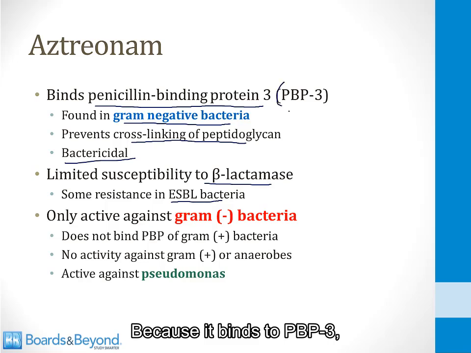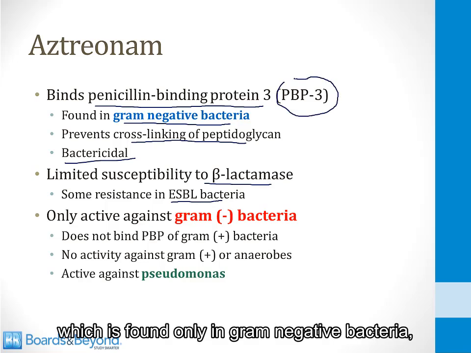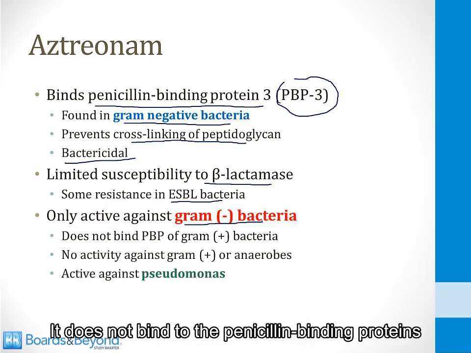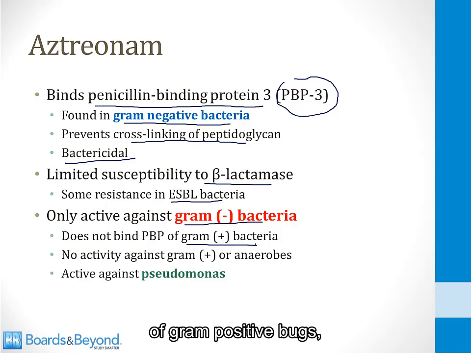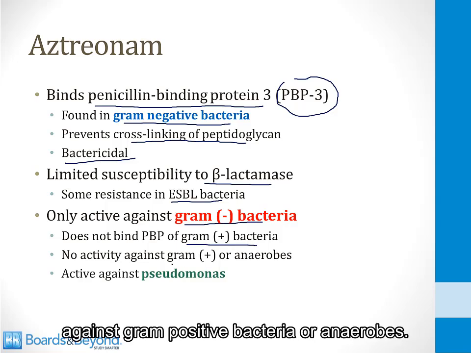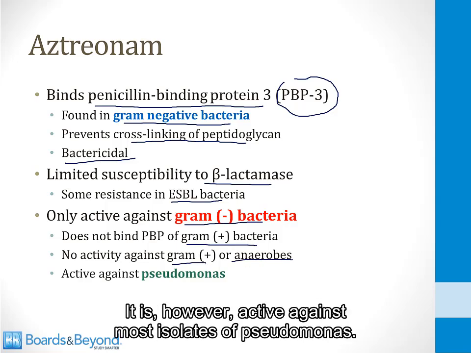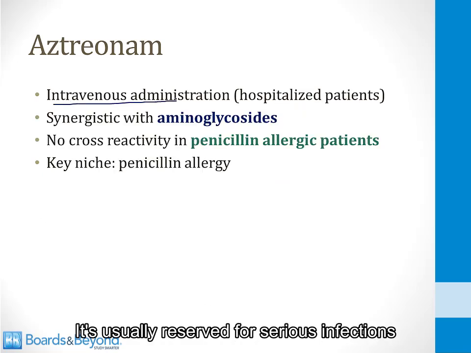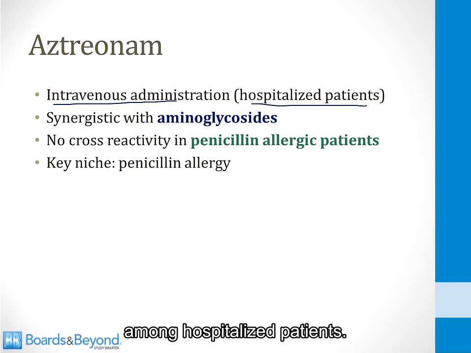Because it binds to PBP3, which is found only in gram-negative bacteria, it is only active against gram-negative bacteria. It does not bind to the penicillin binding proteins of gram-positive bugs, and it has no activity against gram-positive bacteria or anaerobes. It is, however, active against most isolates of Pseudomonas. This drug is administered intravenously. It's usually reserved for serious infections among hospitalized patients.